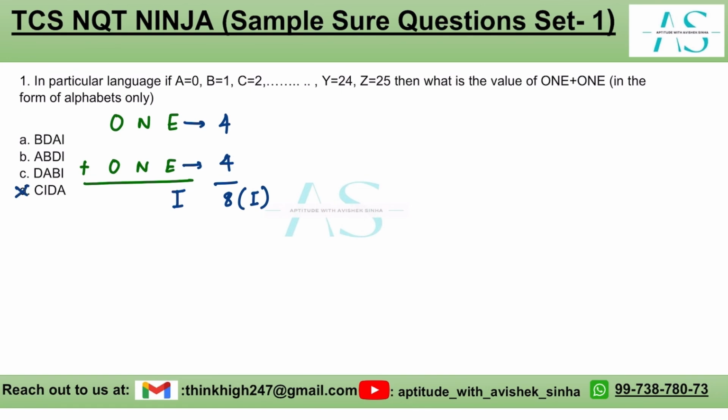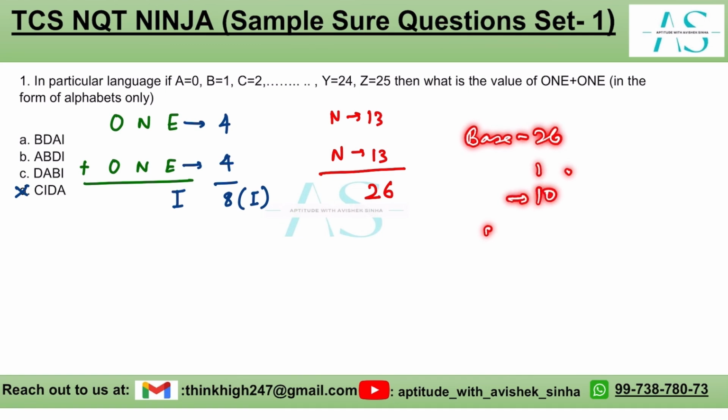Now, second case, N plus N. N plus N is simply 13 plus 13, since N is 13. Now we get 26. Do we have a representation for 26? No, we have it only till 25, starting from 0. So this is basically a question with base 26, and we are habituated with questions of base 10, the decimal number system. For these types of questions, we need to do a conversion of base 26 into base 10.